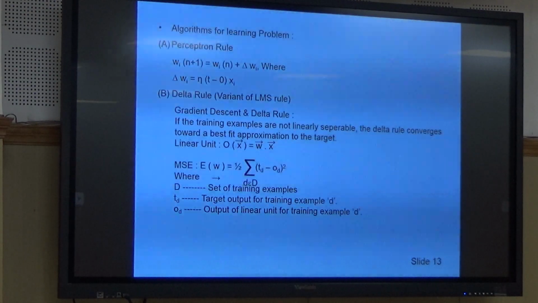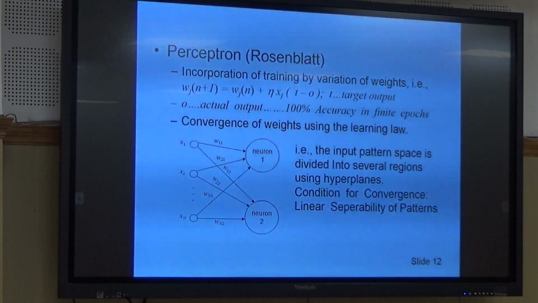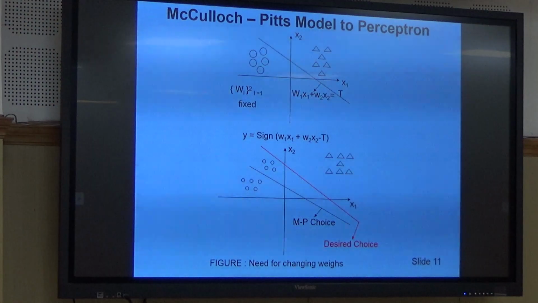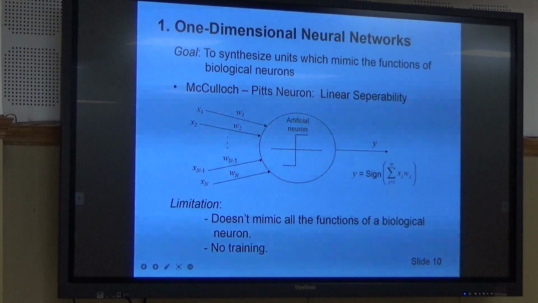Okay, so if the training examples are not linearly separable, we need a different learning law, namely the delta rule, which converges towards a best fit approximation to the target. We use a linear unit. That is, we temporarily assume that the signal function is not there. A linear unit output is the summation over j equals 1 to m of w_j x_j.